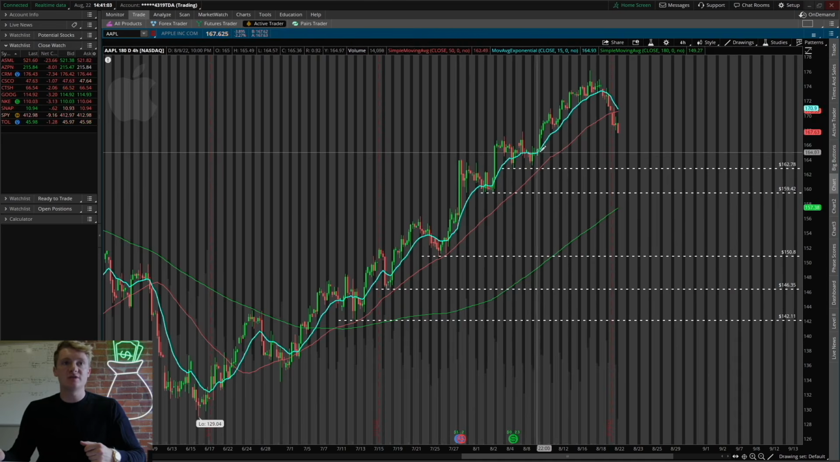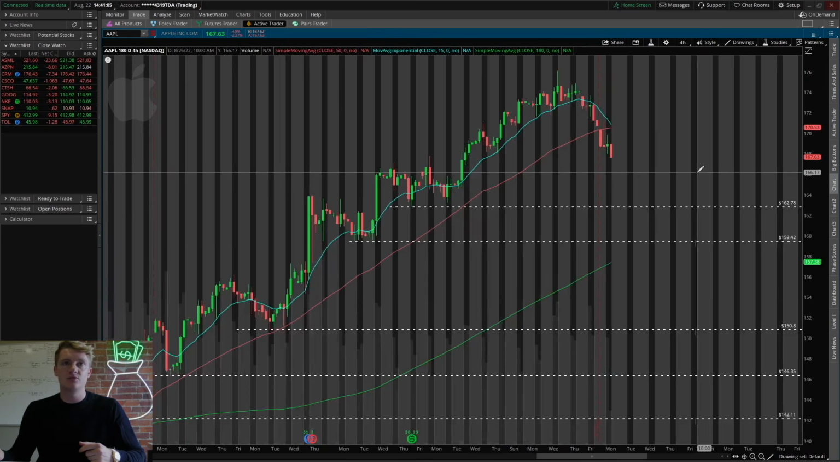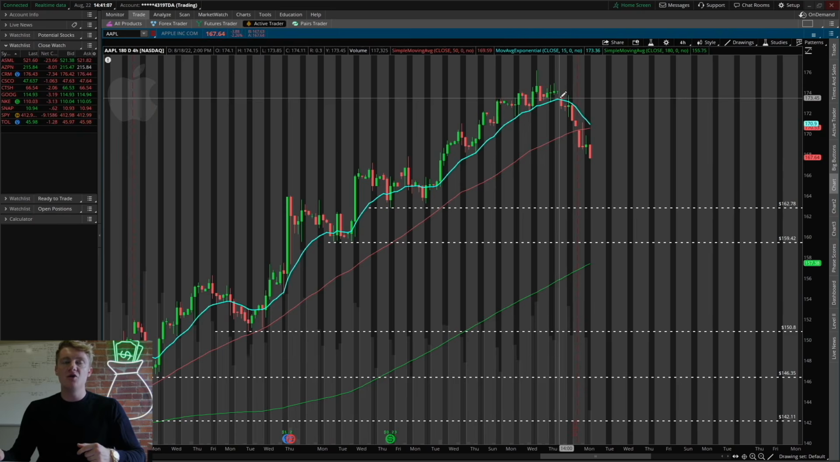So I'm going to be just looking at playing down to the next support levels within the chart, knowing that the 15-day EMA and 50-day SMA will be trailing above.